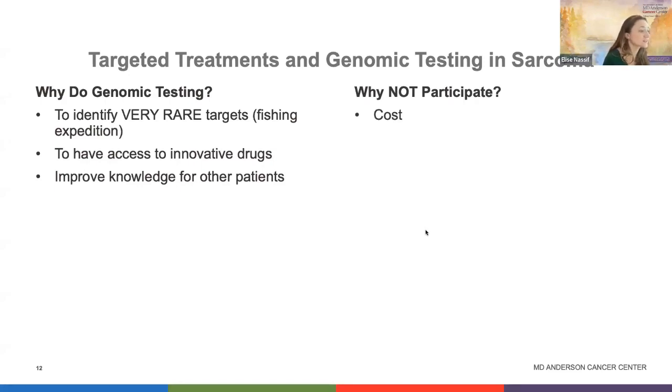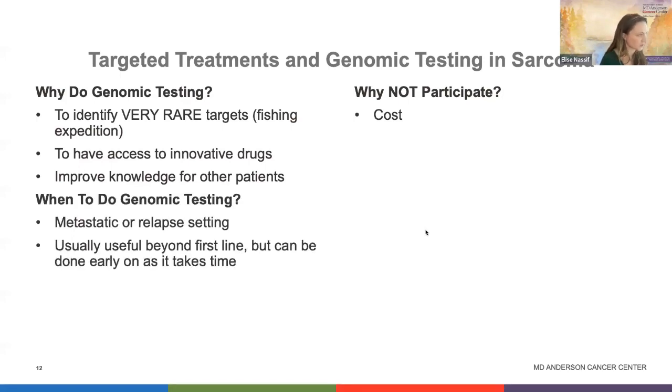Well, the first reason is the cost. Most of those genomic tests are now paid for if the patients are metastatic or in the advanced setting. You will have financial aid programs, but you should definitely ask your oncologist about the cost if you're getting genomic testing, because it can be costly.